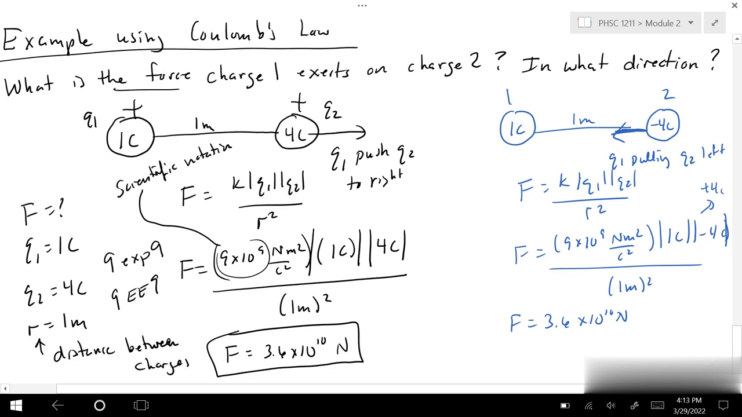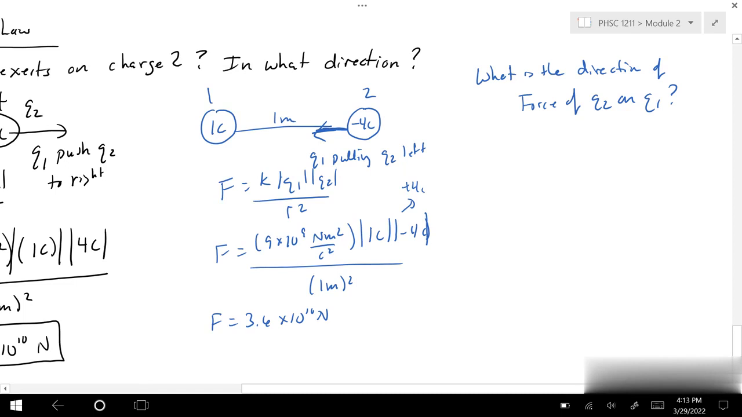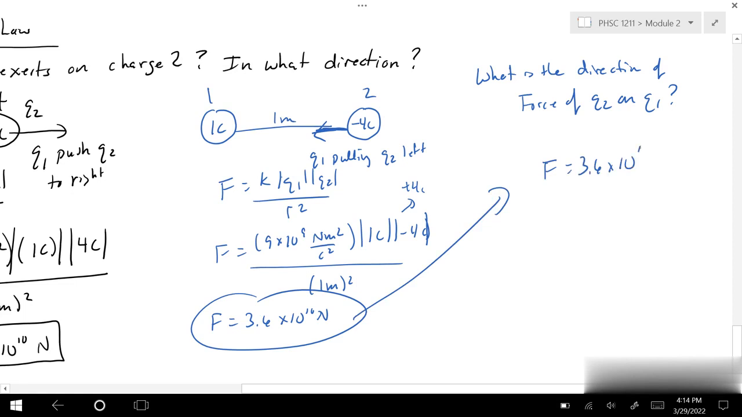Now, some of you are like, wait a second, had we not done absolute values, we would have gotten a negative. Yeah, but let me humor you a little. Let me ask a different question. Same situation, positive charge, negative charge, but what is the direction of the force that Q2 exerts on Q1? We know it's going to be the same magnitude, 3.6 times 10 to the 10 newtons, because of Newton's third law. Just trust me for right now that they're equal because of Newton's third law; we'll get into it more when we're doing motion. But now I want to look at direction.